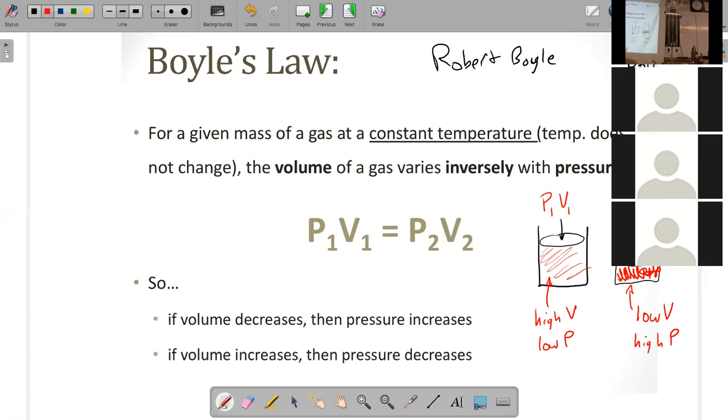And we're going to do some experiments. Let's see, Friday and Monday. We're going to work with some volumes of gases, change some pressures and volumes to see what happens to the relative pressures and volumes in the laboratory, to see if it matches up with the law.